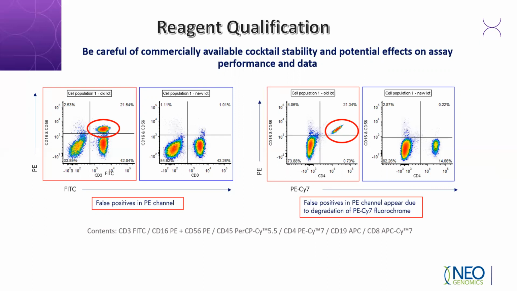When this occurs, cells bound with the degrading PE-Cy7 material may show as positive events in the PE channel. And when plotting this PE-Cy7 versus PE, this is really readily observed, but it may not have been initially detected in the original analysis template, which could have led to the assumption of a high level of NKT cells rather than the degradation of the cocktail itself and the false positive events.